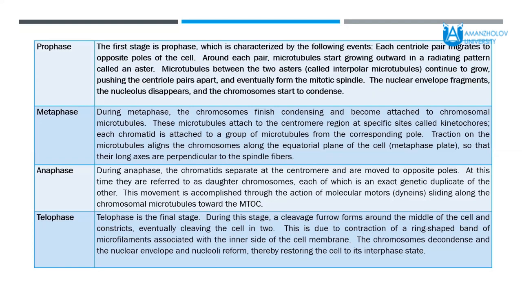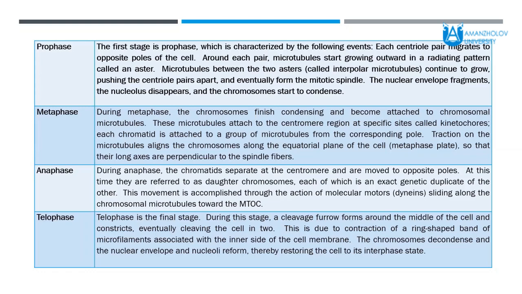The first stage is prophase, which is characterized by the following events. Each centriole pair migrates to opposite poles of the cell. Around each pair, microtubules start growing outward in a radiating pattern called an aster. Microtubules between the two asters continue to grow, pushing the centriole pairs apart and eventually forming the mitotic spindle. The nuclear envelope fragments, the nucleolus disappears, and the chromosomes start to condense.